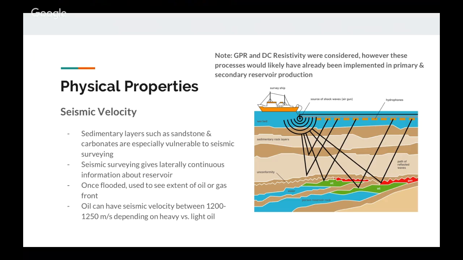We did take a look at GPR and DC resistivity as well, but they would likely already be considered in the primary and secondary production of these wells, so we won't be looking at those quite as in depth.